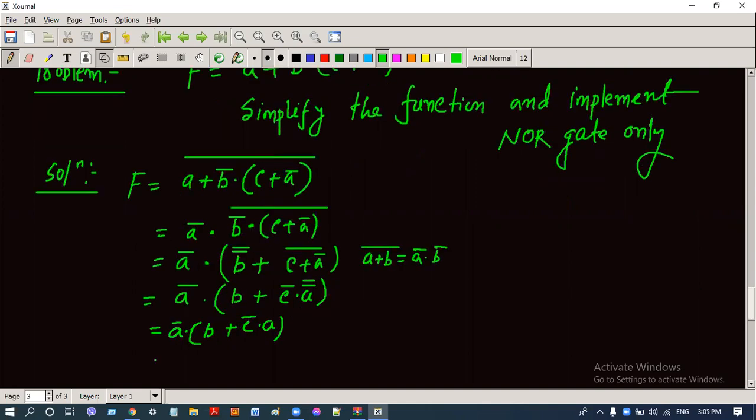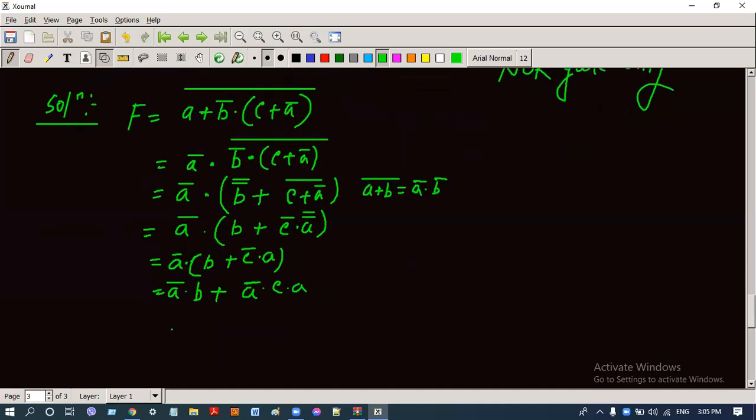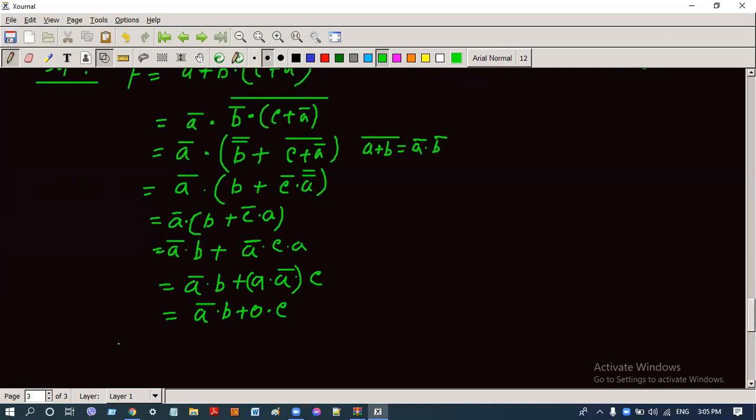Now, a complement into b plus a complement into c complement into a. In accordance with the Boolean algebra, we know that a complement into a is equals to 0. So a into a complement into c complement, and this function is 0. A dot a complement is equals to 0. So a complement dot b plus 0 into c complement. So the final output f is equals to a complement dot b.